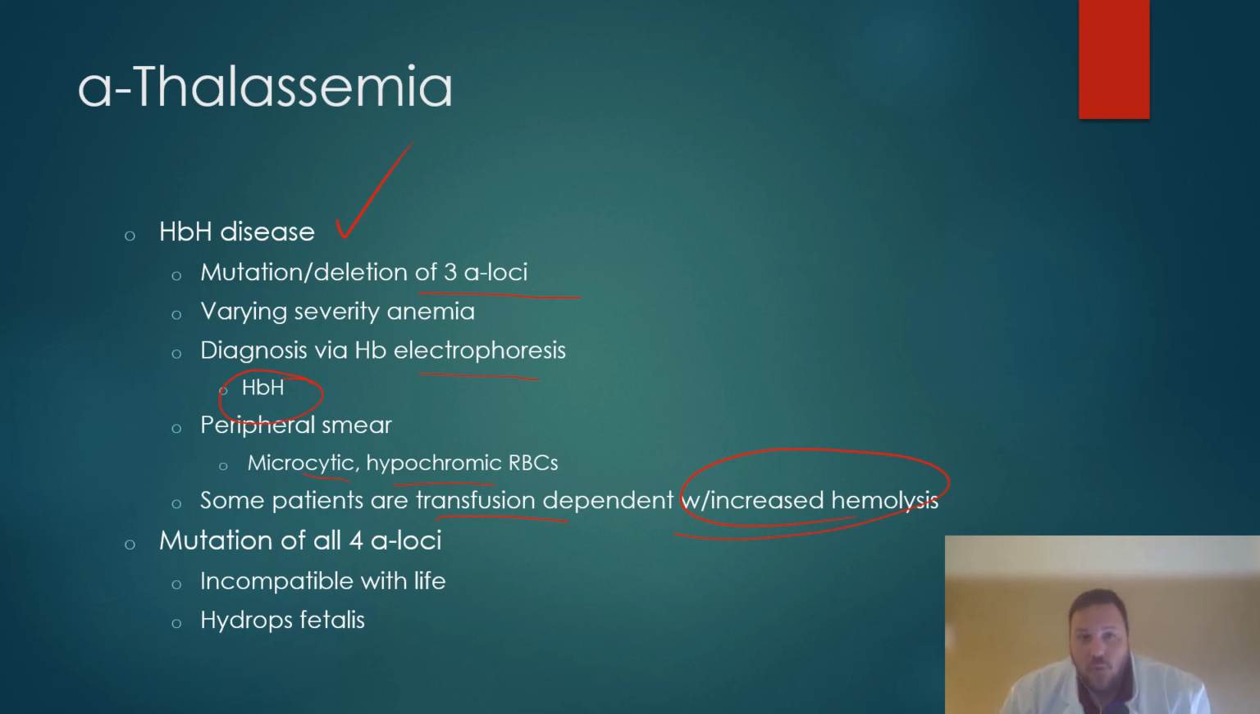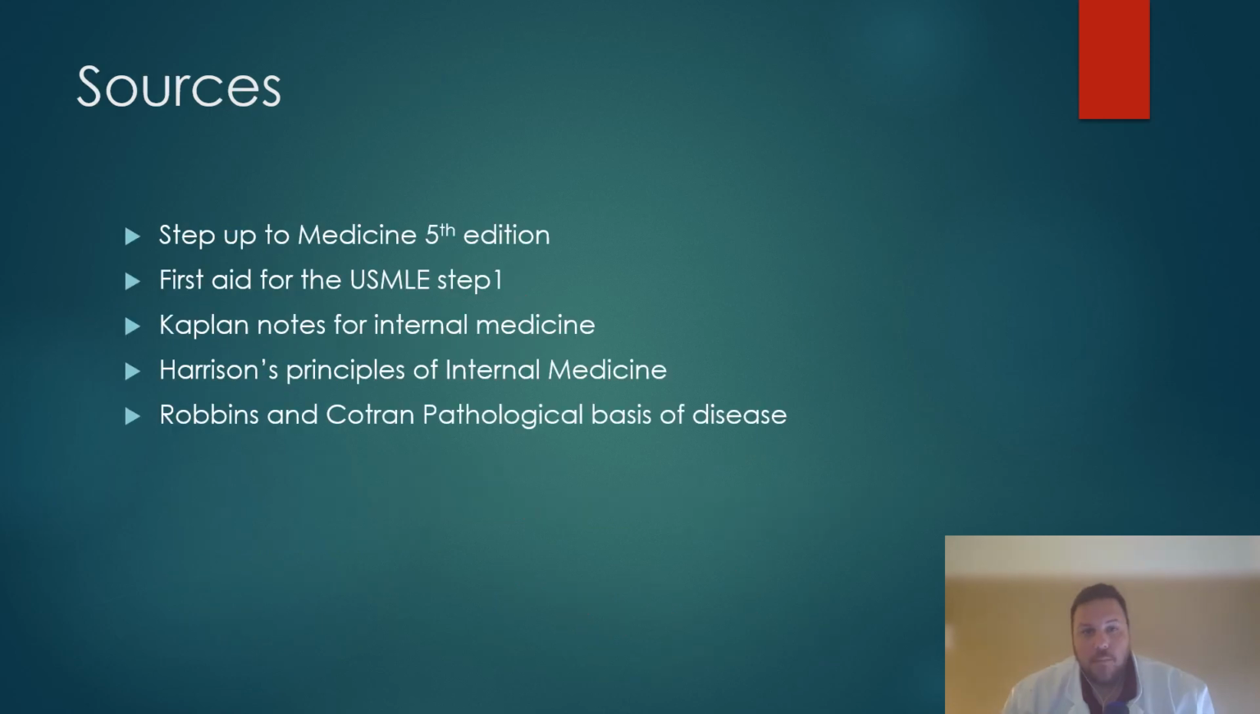Mutations of all 4 loci is incompatible with life because the patient cannot produce hemoglobin properly. Remember, the fetal hemoglobin was alpha 2, gamma 2, right? So if you can't produce alpha, you can't basically produce anything. And this is where you get the beta 4 chains, or all 4 betas coming together to produce a hemoglobin that is pretty much ineffective. The patient typically dies in the womb or shortly after birth. It's called hydrops fetalis. And here we have all the sources that I use for this presentation.